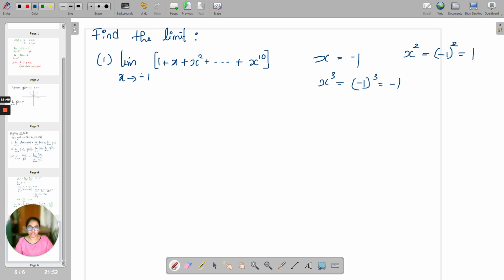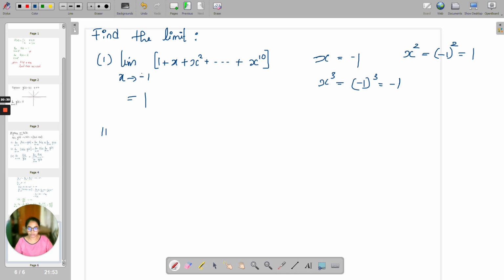So there are 5 terms with odd power, and there are 5 terms with even power. Agree? So what are the terms with odd power? x, x cube, x to the power of 5, x to the power of 7, x to the power of 9. How about even power? x square, x power 4, x power 6, x power 8 and x power 10. Agree? So can I write this as 0? Because the 5 even and 5 odd powers get cancelled.